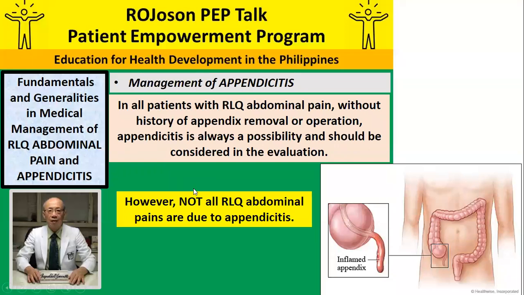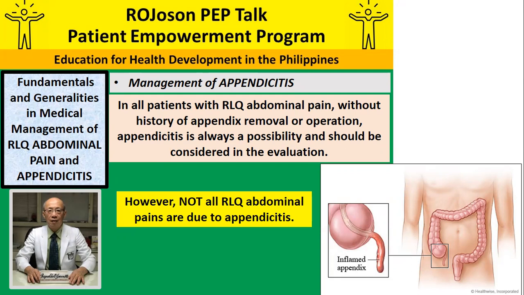So in all patients with right lower quadrant abdominal pain without a history of appendix removal or operation, usually when your appendix has already been removed, then you don't consider appendicitis anymore. So in all patients with right lower quadrant abdominal pain with no history of the appendix being removed, appendicitis is always a possibility and should be considered in the evaluation. Why is this so? Because appendicitis is a common surgical condition on the right lower quadrant.